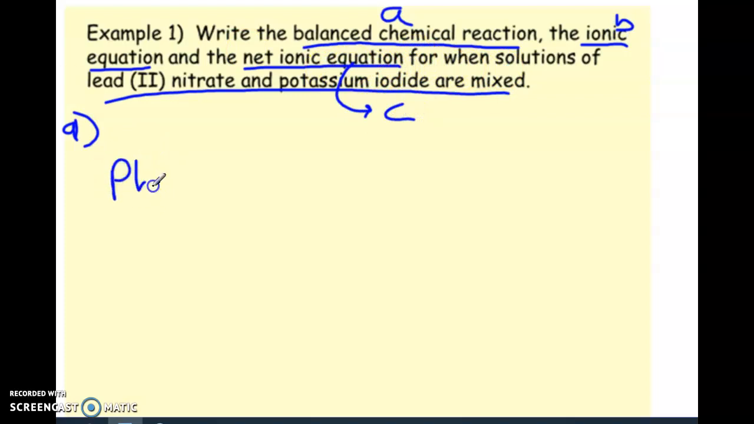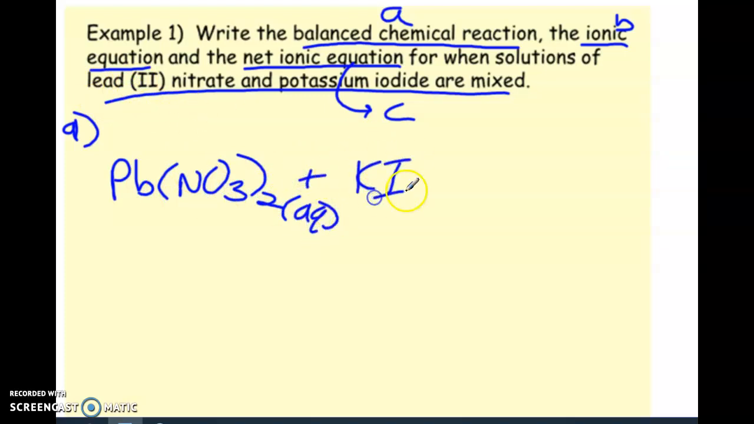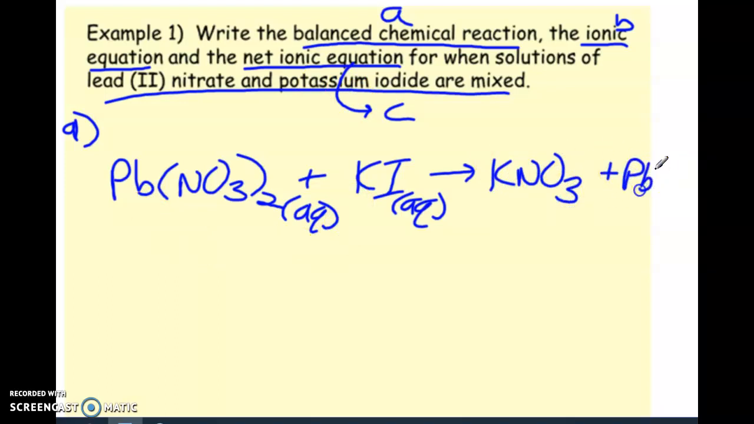So we have lead 2 nitrate, and it tells us it's a solution, plus potassium iodide, and it says that they are both solutions. So we have a double displacement reaction. The lead and potassium are going to swap. So now I have potassium nitrate and lead 2 iodide. Remember, you're always doing the crisscross rule.